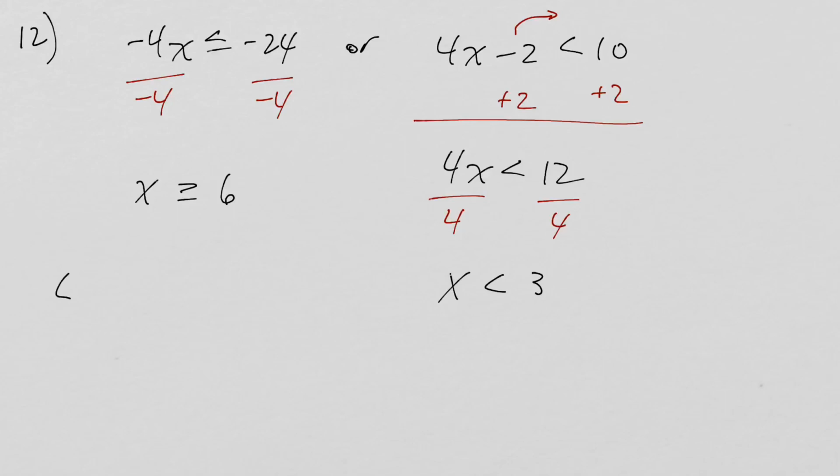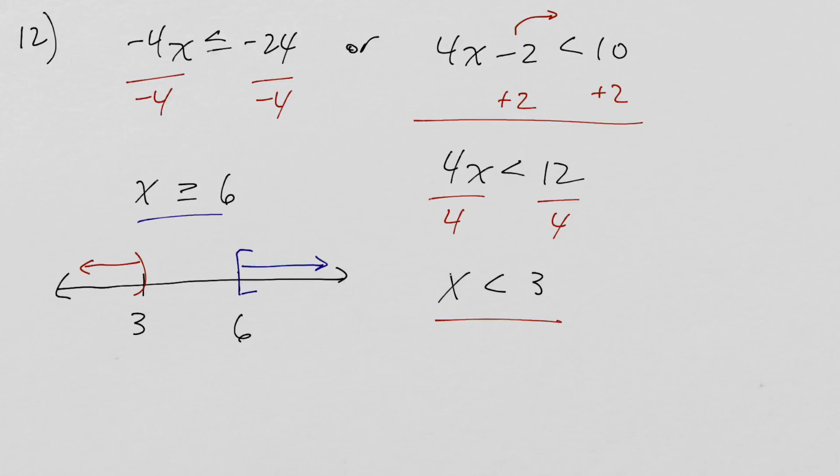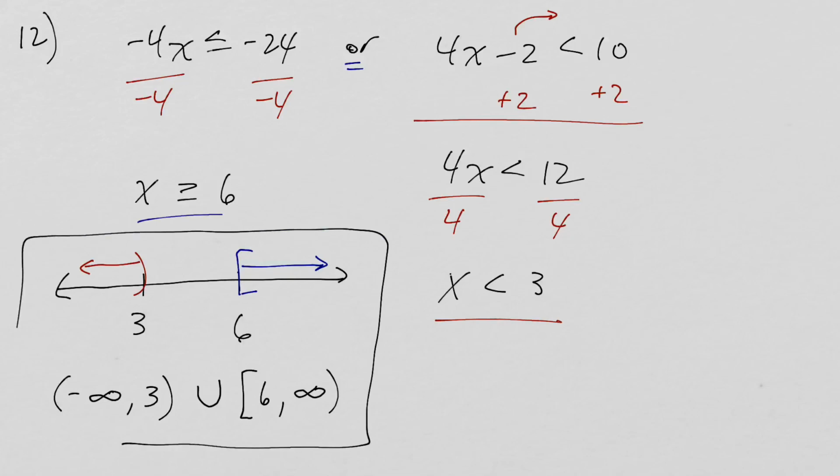Now, if we sketched a graph, we'd always put the 3 to the left of the 6, because that's how a number line goes. Let's do this in red. Less than 3 looks like this. Let's do this in blue. Greater than or equal to 6 looks like this. Now, if this were an and, we'd have a null set, but it's an or. So we have to include both of them. So we're going to do negative infinity all the way up to 3, and we'll use a parentheses, unioned with bracket 6 to infinity. So that's the graph and the interval notation for this problem.